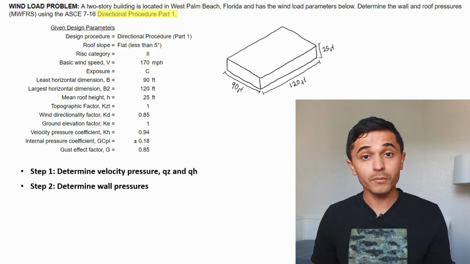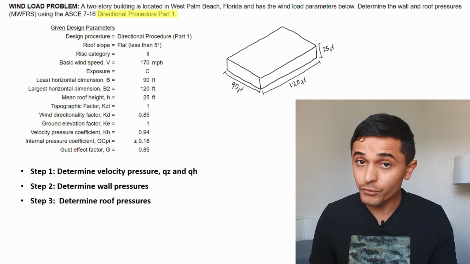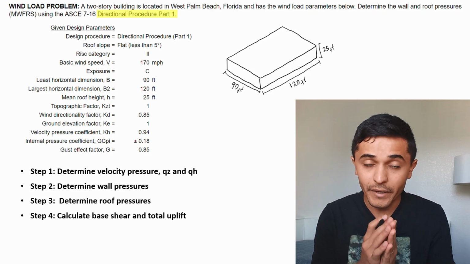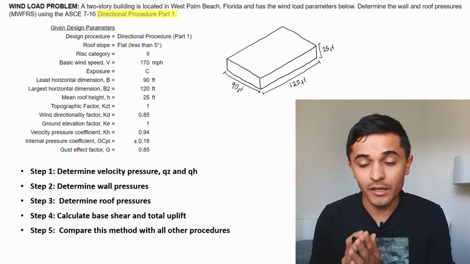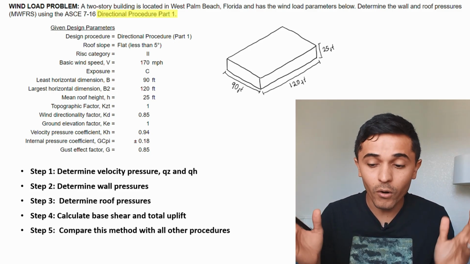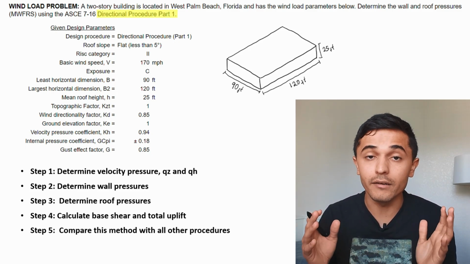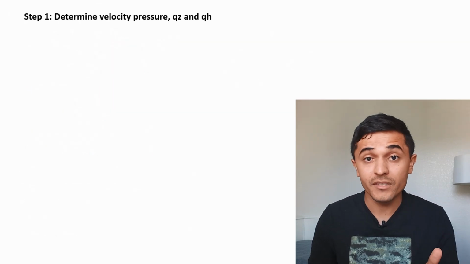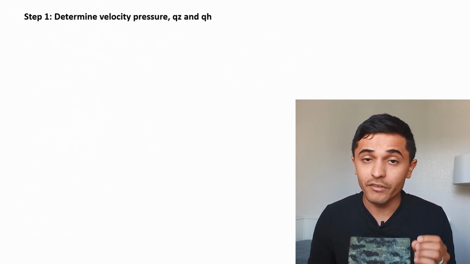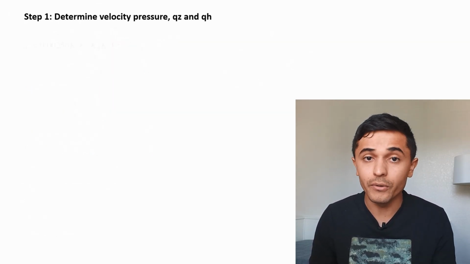And then we're going to determine the wall pressures, determine the roof pressures, and calculate the total base shear and the total uplift. At the end, we're going to compare this method with all the other 3 different methods that we have already calculated. Step 1, let's calculate the velocity pressure, QZ and QH.